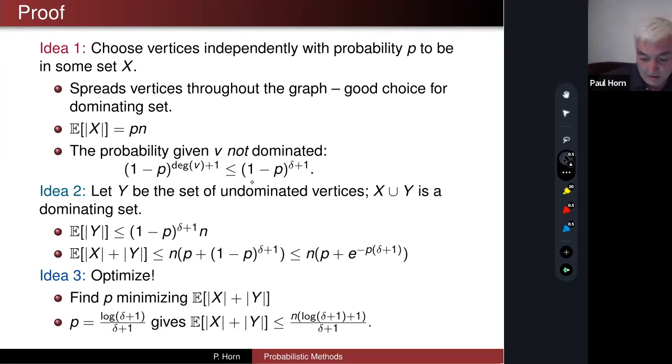Now, this is a random dominating set, but the average size of this random dominating set is at most what I promised you here, and therefore the graph contains a dominating set of that size. And that's what I need.